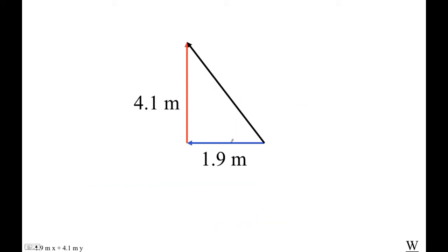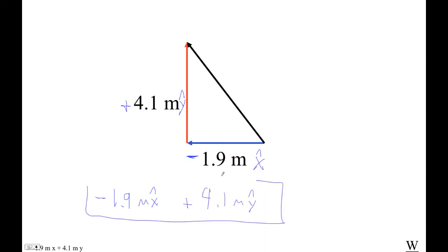All right, here's another one. Let's decide this blue one here. Is this x or y? Since it's horizontal, it's definitely the x direction. Since it's to the left, it's negative. This one, since it's vertical, is the y component, and since it's up, it's positive. So I'm going to go negative 1.9 meters in the x direction plus 4.1 meters in the y direction. That is a proper component vector like that.